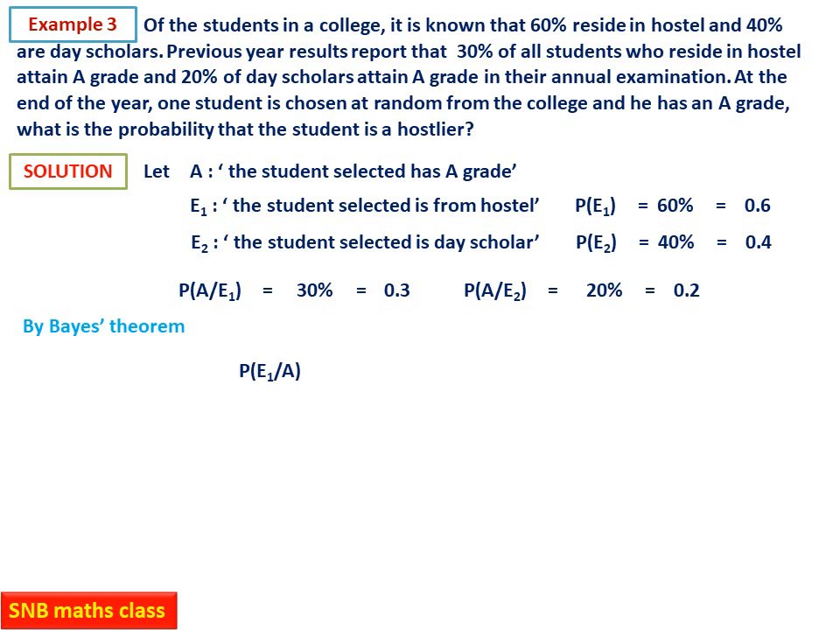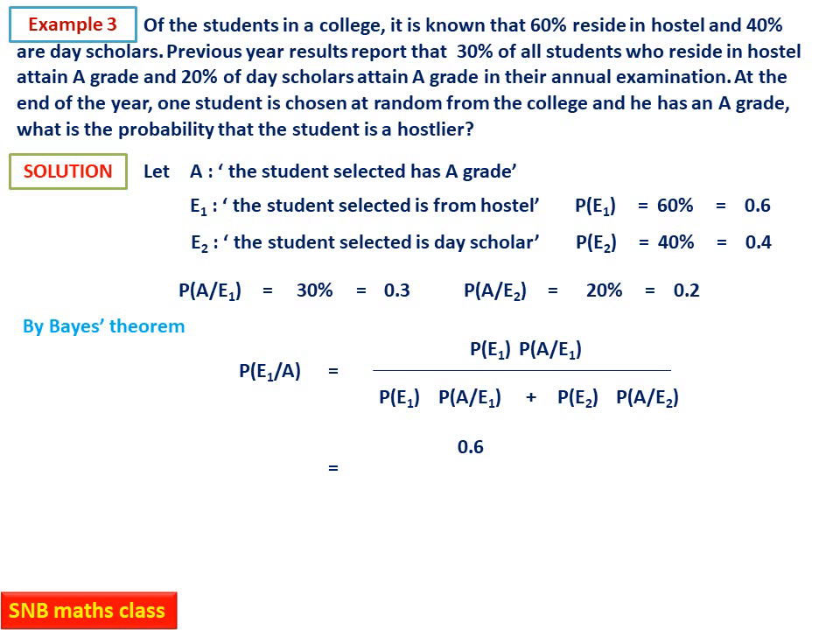Now by Bayes theorem, probability E1 given A is asked. So probability E1 into probability A given E1 divided by probability E1 into probability A given E1 plus probability E2 into probability A given E2. So just substitute 0.6 into 0.3 divided by 0.6 into 0.3 plus 0.4 into 0.2. Simplify, you get 9 by 13. So this is example 3 in the exercise.